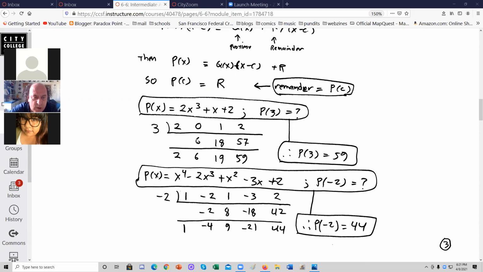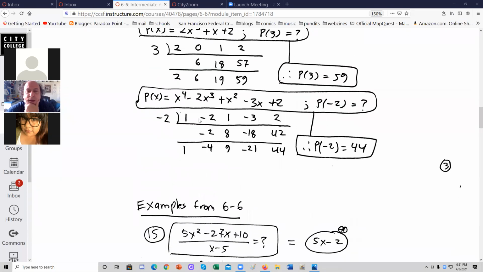So we zigzag. Every time we go down, we add. Every time we go up and to the right, we multiply by 3. Bring 2 and nothing down, you get 2. Times 3 is 6. Plus 0 is 6. Times 3 is 18. Plus 1 is 19. Times 3 is 57. Plus 2 is 59. So p at 3 is 59, this remainder.